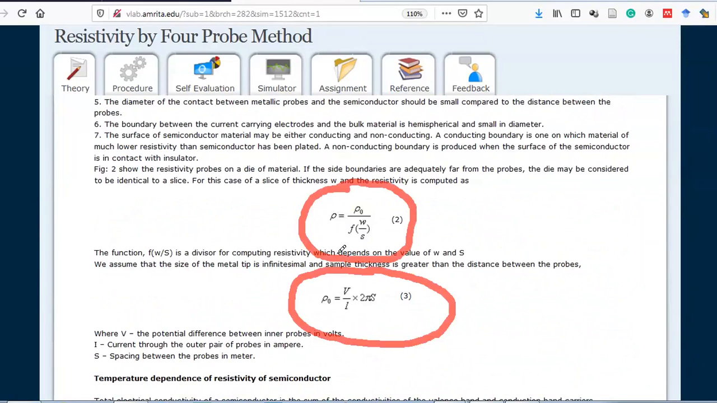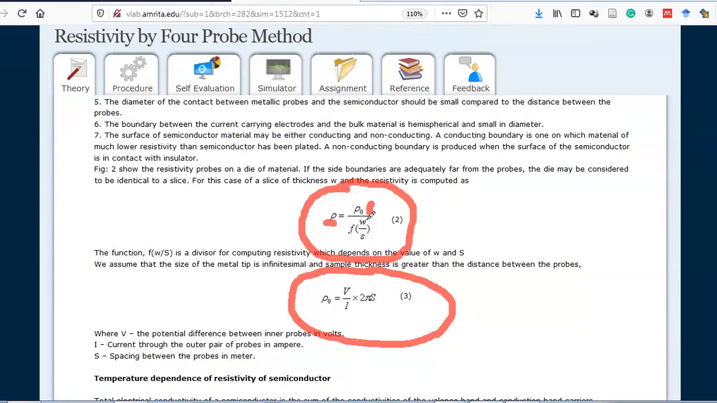Now if you remember, there are two rho symbols you can see. One is rho, this one, and another is rho naught, this one. So what is the difference between these two? Rho is your semiconductor's resistivity, which is the ultimate aim you need to find in this experiment, and this rho naught is again the resistivity only, but it is of the entire setup.